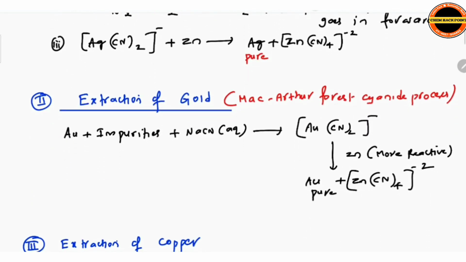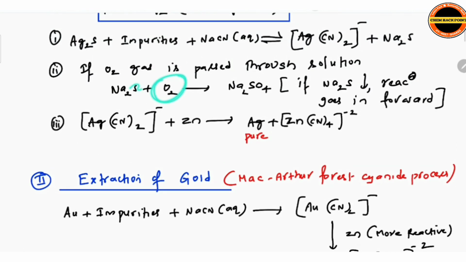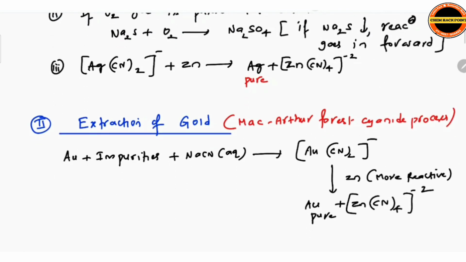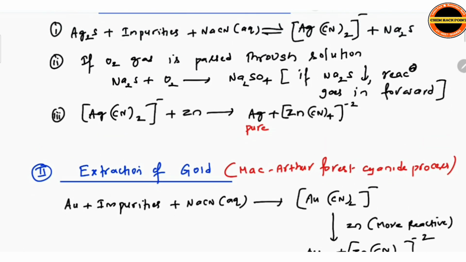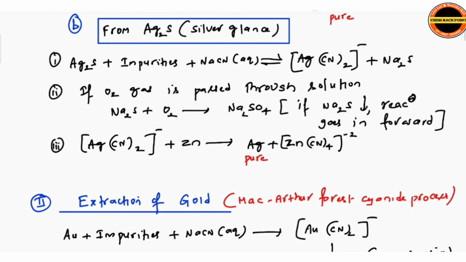Extraction of gold, a similar process, that is the MacArthur-Forrest cyanide process. Gold plus impurities plus NaCN will give the gold cyanide complex. Zinc is more reactive, so it can displace gold and forms zinc tetracyanide as well as pure gold. So here oxidation is compulsory; oxidation is required in the process.